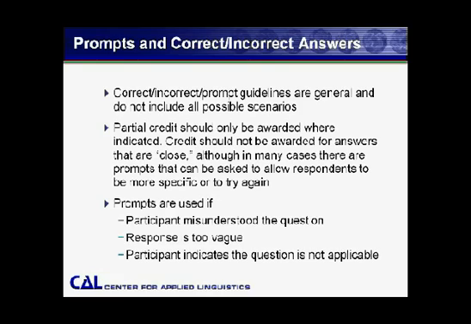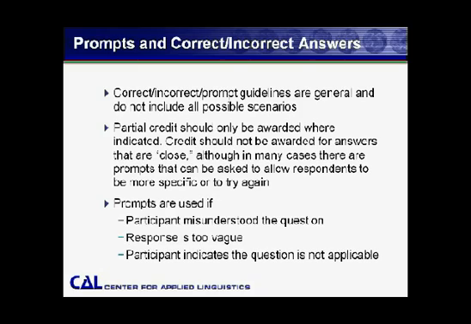Credit should not be awarded for answers that are close, although in many cases there are prompts that can be asked to allow respondents to be more specific or to try again. So we did think about really likely ways that participants might respond to the question that really are not incorrect answers, but we'll just lay them aside and mark that as a prompt and then ask for another response or another detail or something like that.